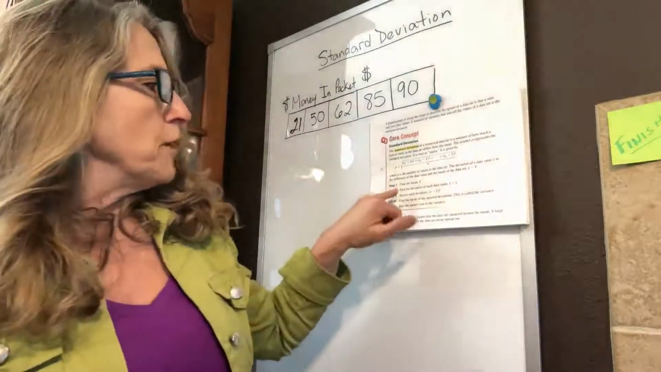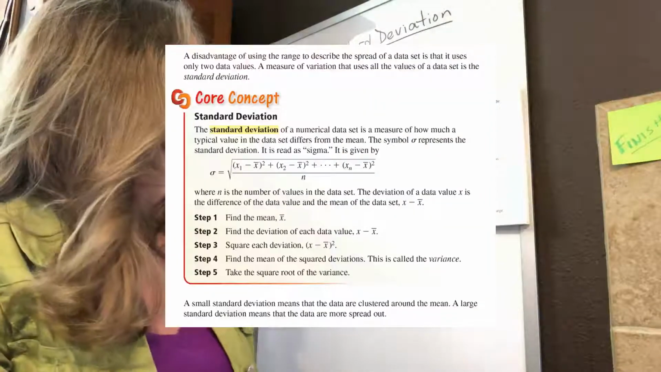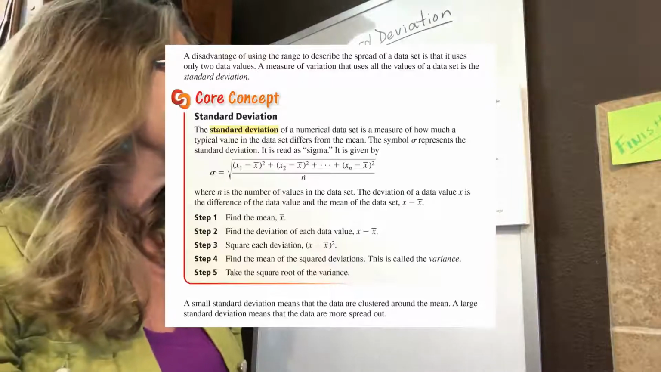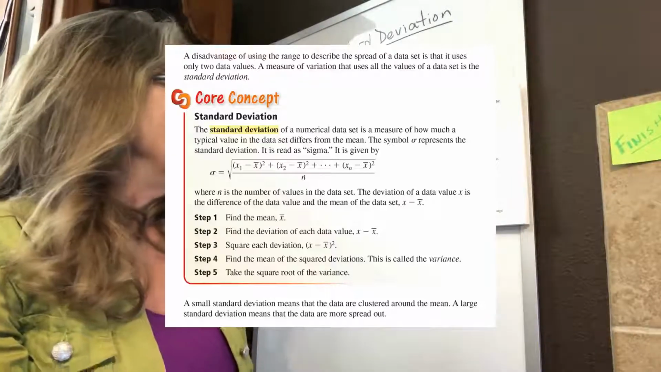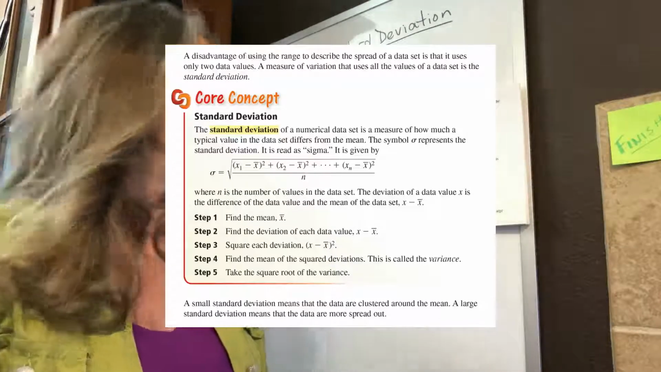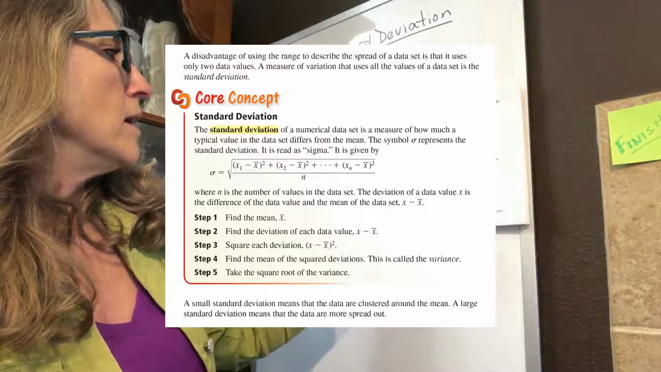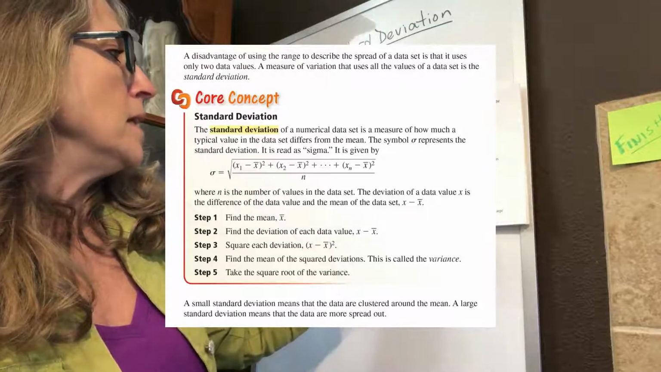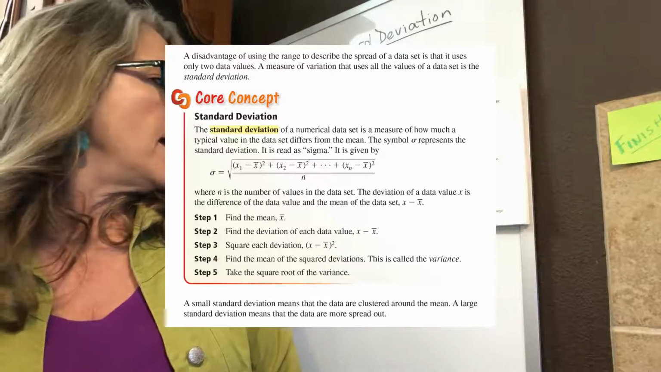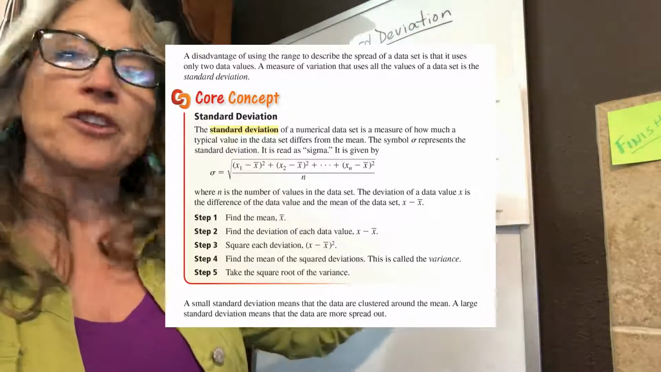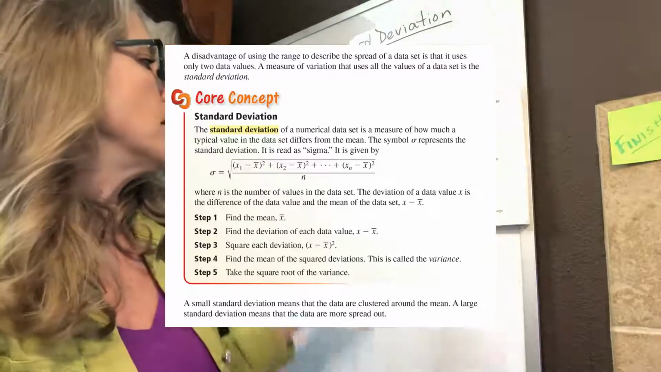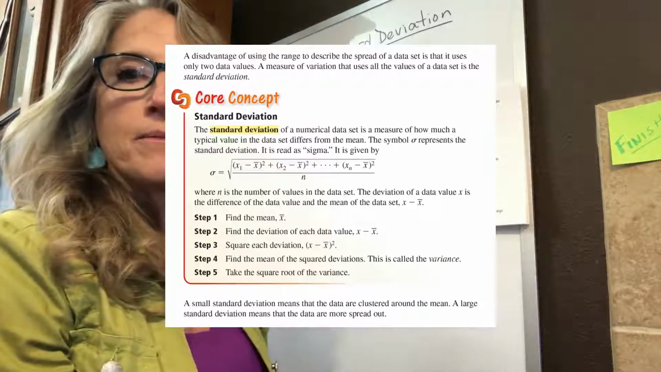So the first step is you're going to find the mean of your data set. To find the deviation of each data value, you're going to do x minus the mean. Then you're going to square each deviation. You're going to find the mean of the squared deviations. This is called the variance. And that's what we do when we add them all together and we divide by n. Okay? And then you're going to take the square root of the variance.